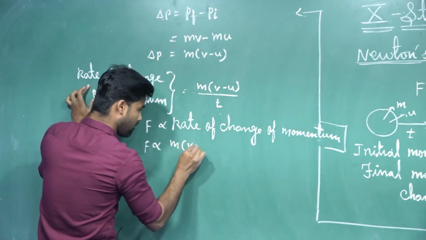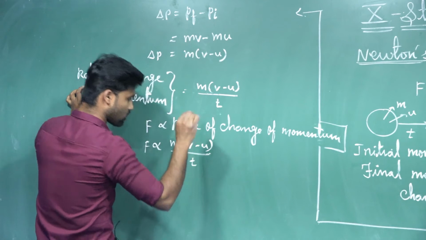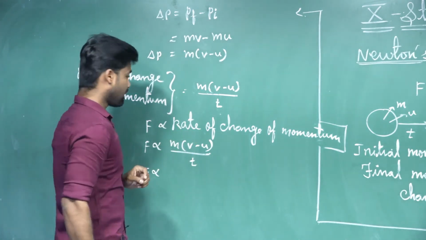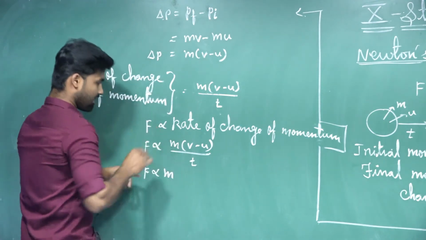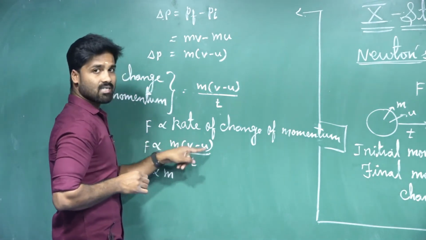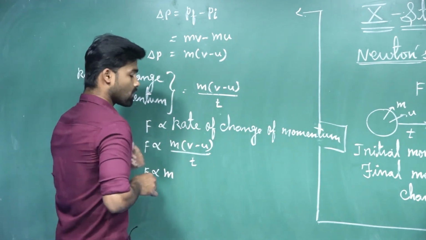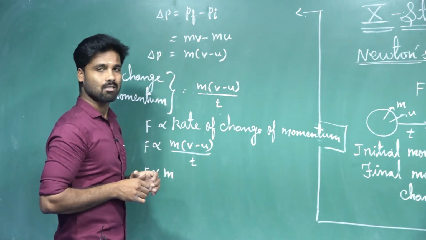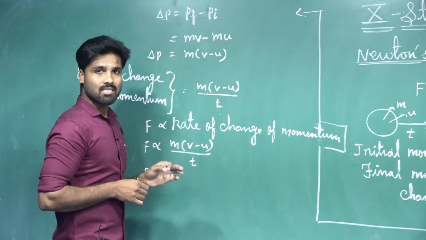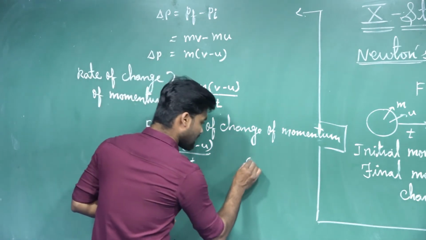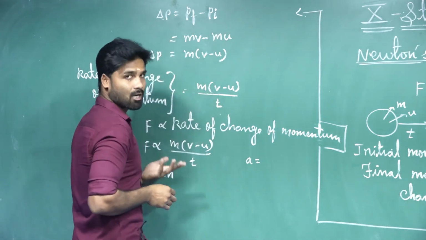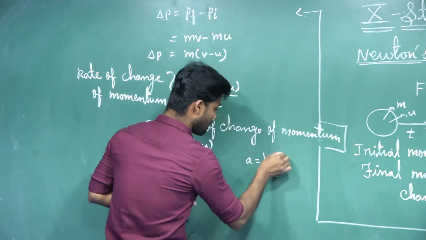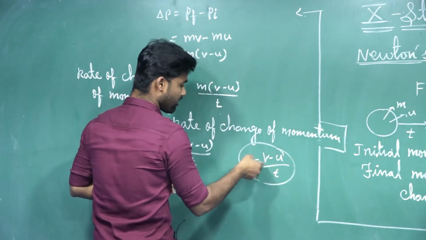M of v minus u divided by t should come. Okay, now F is directly proportional to M, you should write here, v minus u divided by t. These things we should consider here. Already we know the definition for acceleration. What is the acceleration? Rate of change of velocity, isn't it? So acceleration A equal to rate of change of velocity, which means final velocity minus initial velocity divided by t. So this is v minus u divided by t. This is equivalent to acceleration.